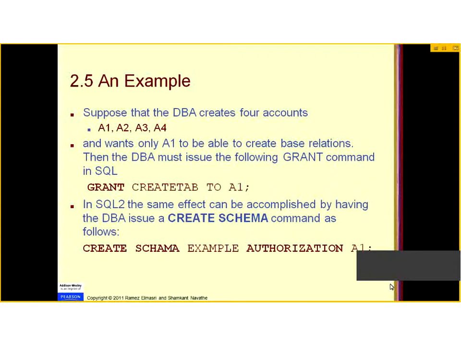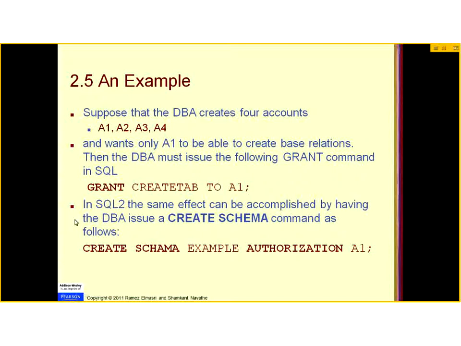Suppose that a DBA creates 4 accounts and wants only A1 to be able to create base relations. Then the DBA must issue the following grant command in SQL: grant create tab to A1. Now these are different accounts, A1 up to A4.